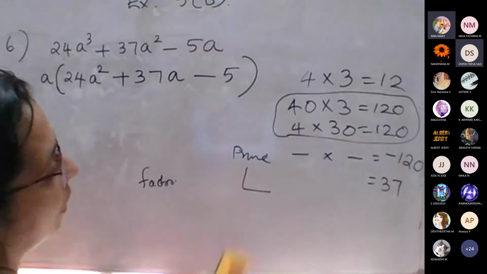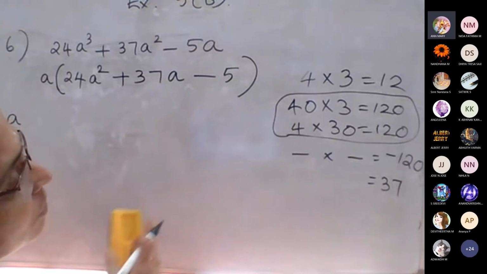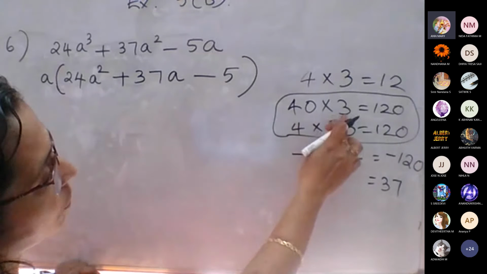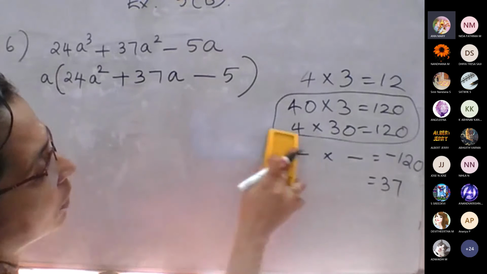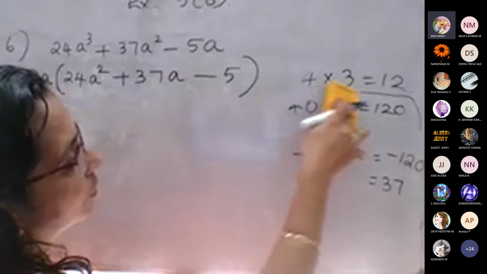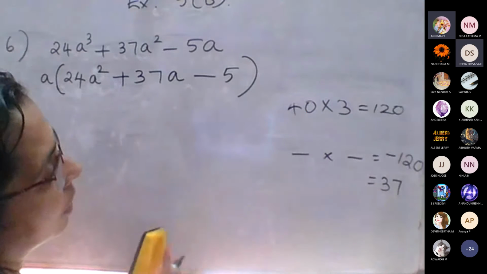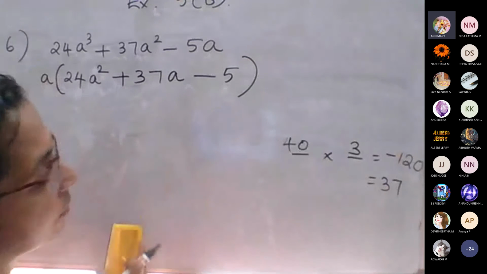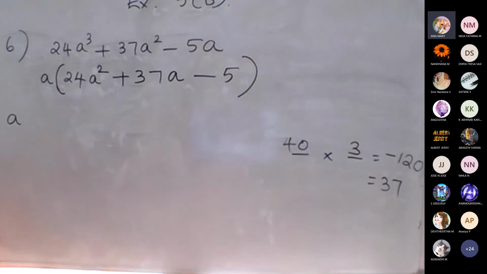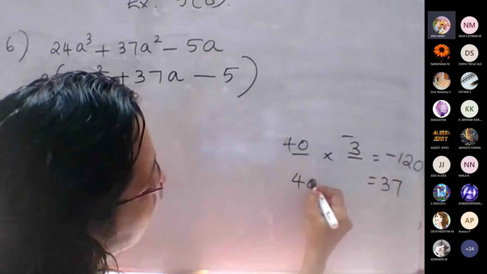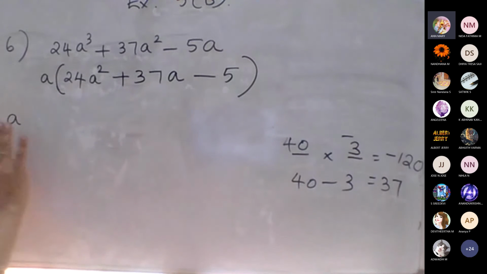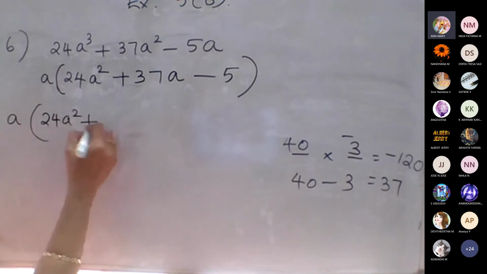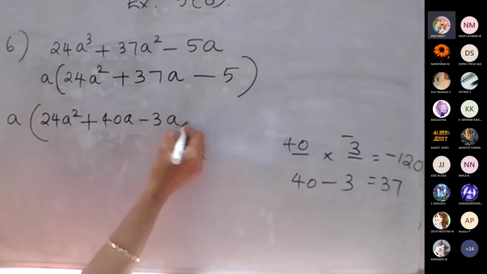So which one can we take? 37 means 40 into 3. 4 into 30 we can't. For 120, 40 and 3 is there. So which one do we give negative and which positive? 40 and negative 3. So 40 minus 3 is 37. So let a stay there, then 24a square plus 40a minus 3a minus 5.